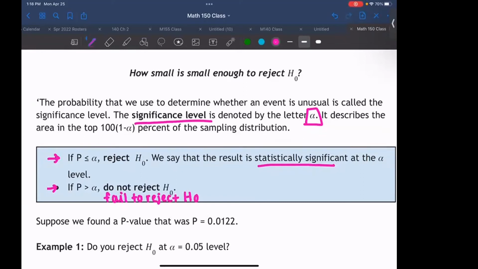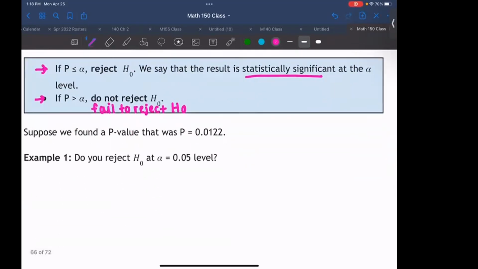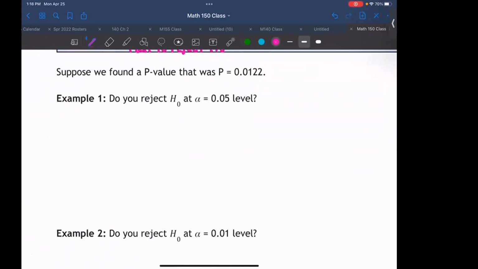So let's do a couple examples. Let's say that our p-value is 0.0122. That's pretty small, right? Well, if it's small enough, it actually depends on the question. So here's example number 1. Let's say that alpha in our question is telling us that the significance level is 0.05.